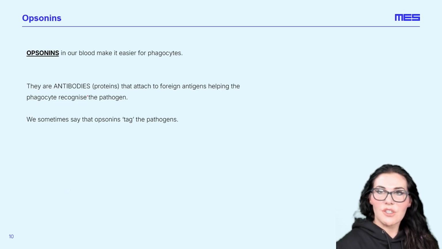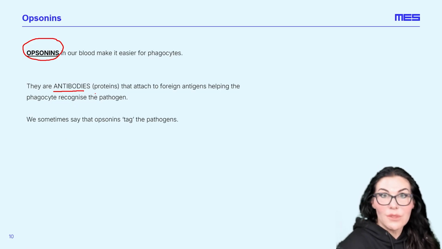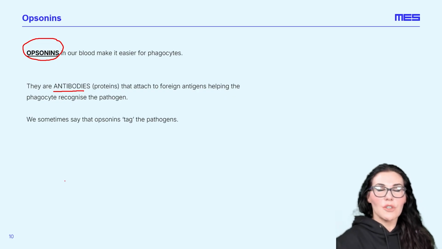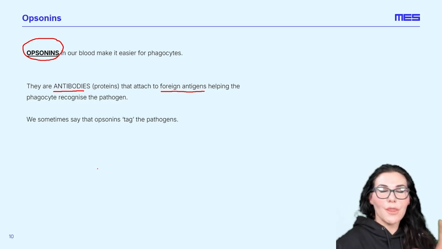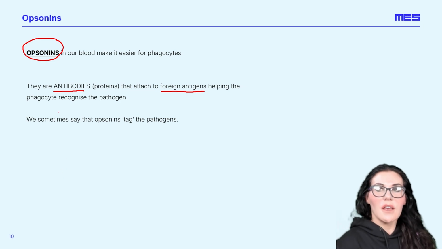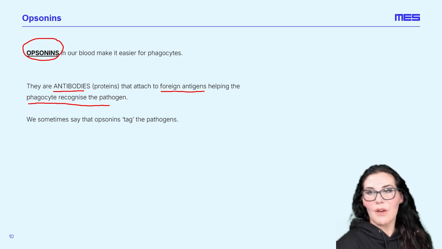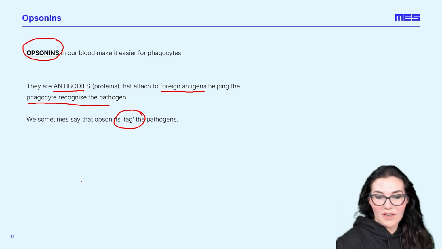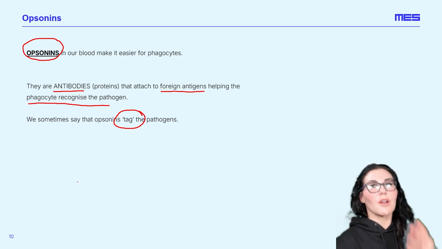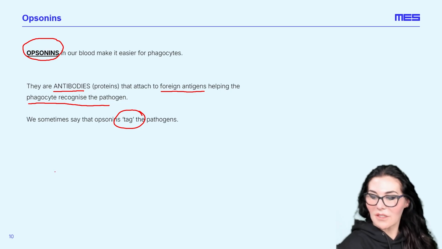Other little add-on to mention, guys, the opsonins. Sometimes you see this in a question as well, but what actually is it? Opsonins are antibodies, proteins, and what they do is they're found naturally in our blood. They bind to foreign antigens and they make the pathogen more obvious to the phagocytes. They allow the phagocyte to recognize the pathogen more clearly. We sometimes therefore say that the opsonin is tagging the pathogen, making it clearer to the phagocyte and encouraging phagocytes to migrate towards that area where the pathogens are and allow phagocytosis to happen more effectively.